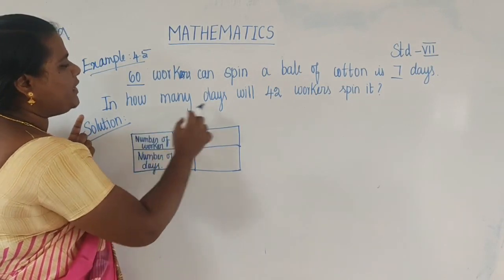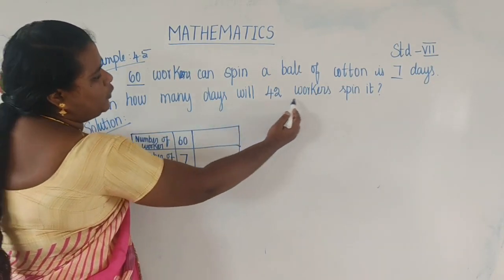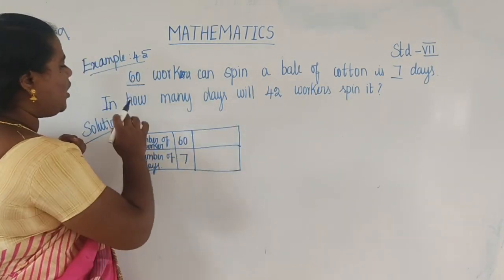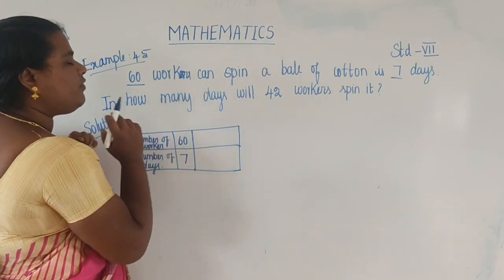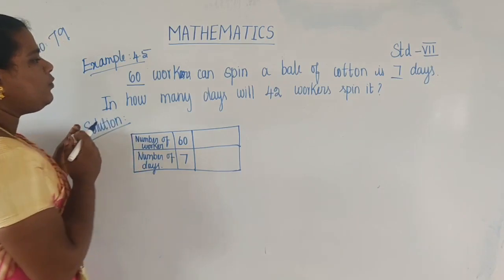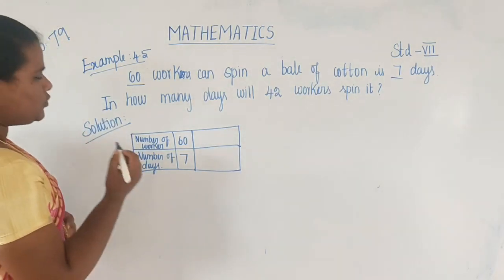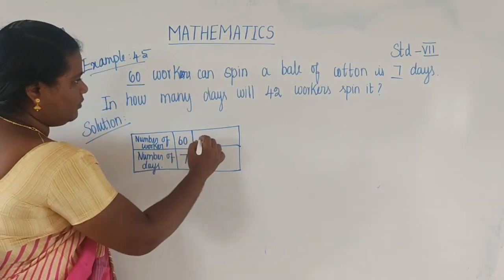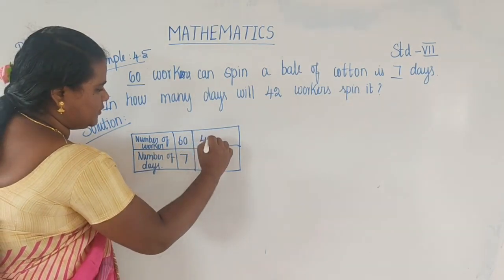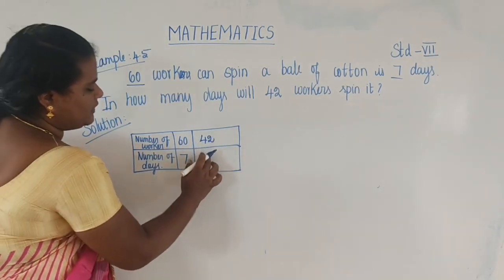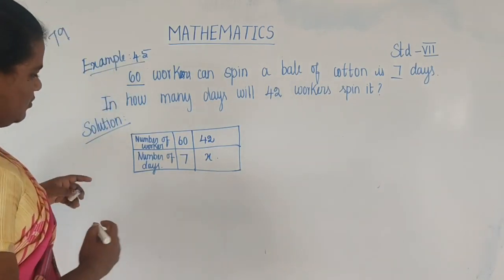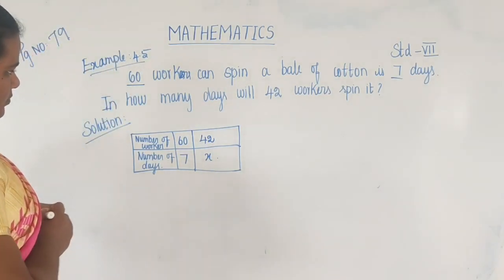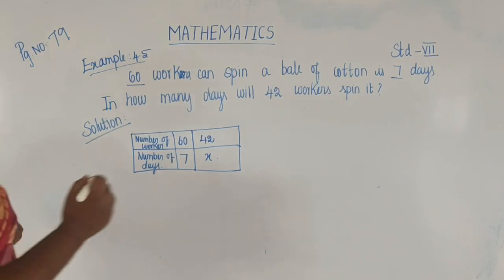And how many days will 42 workers take to spin it? So 42 workers, and this one is x. We take x. Okay, so let x be the number of days.